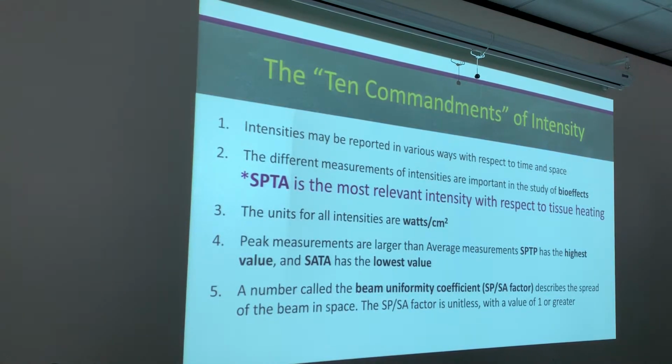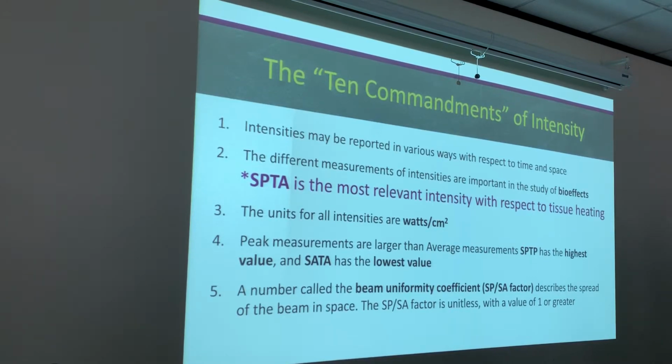Duty factor is the percentage or fraction of time that the pulse is being transmitted. When we're talking about space, a number called the beam uniformity coefficient, the spatial peak or spatial average factor, is kind of like a ratio, or you multiply times 100 to get a percentage, and that describes the spread of the beam in space. The SPSA factor is unitless with a value of 1 or greater. You can calculate that number similar to the duty factor: spatial peak divided by spatial average. That's going to be our beam uniformity coefficient, because across the space of this beam, it is not going to have the same intensity.